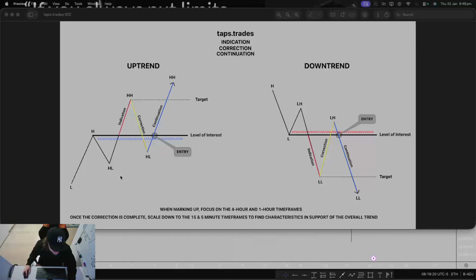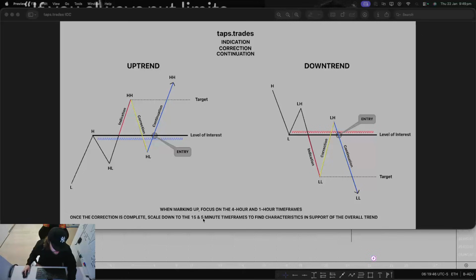Then what we need to wait for is the second phase, which is the correction phase. The second phase is when price breaks below that level of interest that we drew from the previous high. We want to see price not break the previous high or low. That gives us further confirmation that we actually are in an uptrend, because an uptrend consists of higher highs and higher lows.